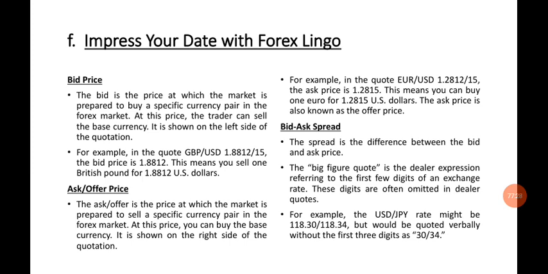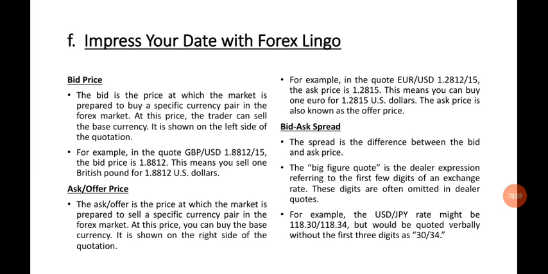The ask or offer price is the price at which the market is prepared to sell a specific currency pair in the forex market. At this price, you can buy the base currency. It is shown on the right side of the quotation. Again, for the example in the quote, euro US dollar 1.2812/15, the ask price is 1.2815. This means you can buy 1 euro at 1.2815 US dollars. The ask price is also known as the offer price.